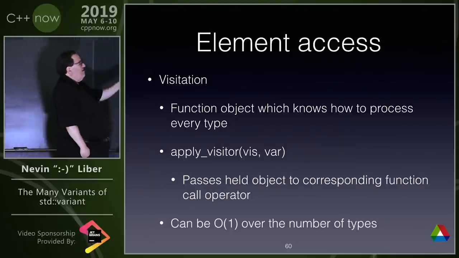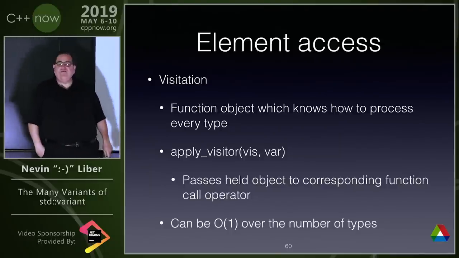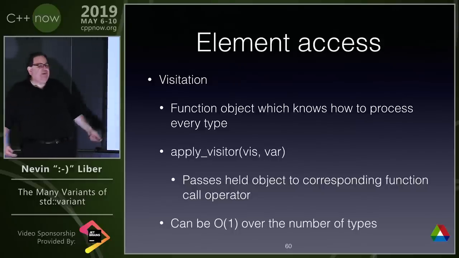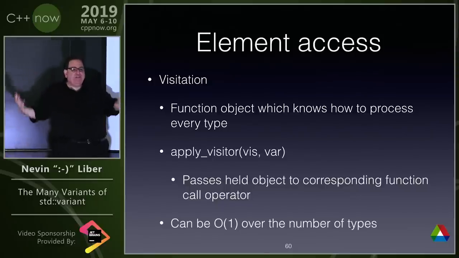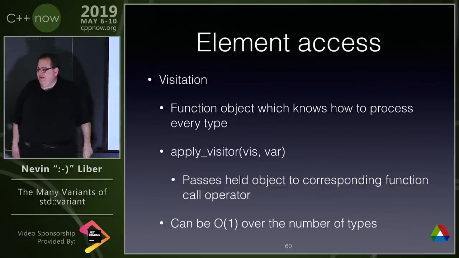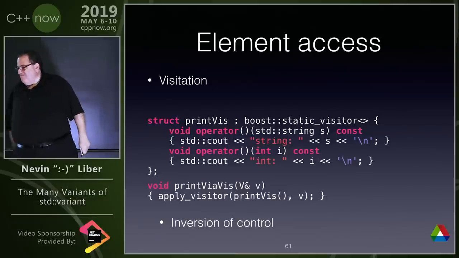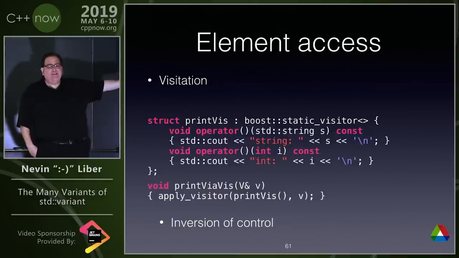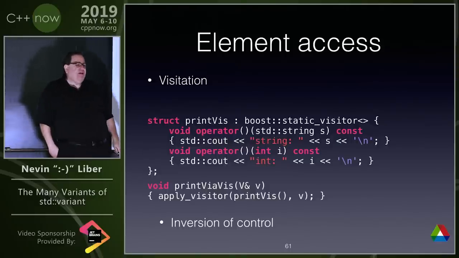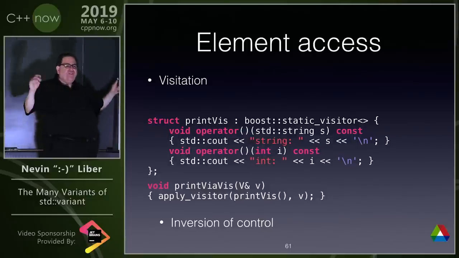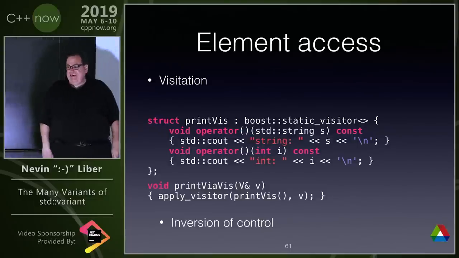But we can also do visitation. And visitation is you need a function object that knows how to process every type. You apply the visitor function to the variant, and then this can be order one. The downside is, it works like this. So I have this print vis. This is really old code, so we can't deduce the return type. Normally the return type would go there, double angle brackets is void. Then you apply, but this is this weird inversion of control, and people generally don't like it.